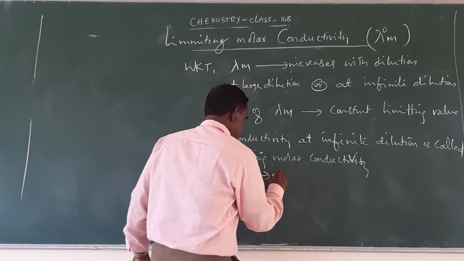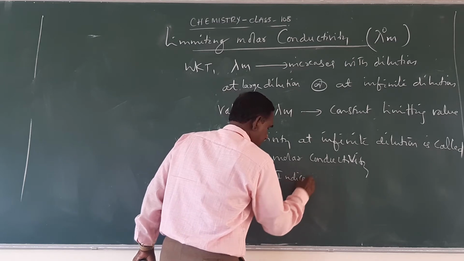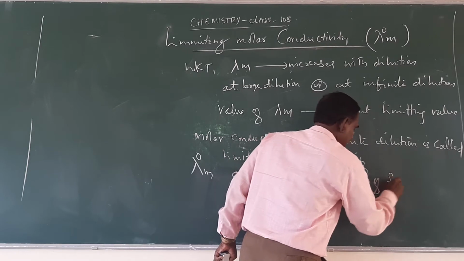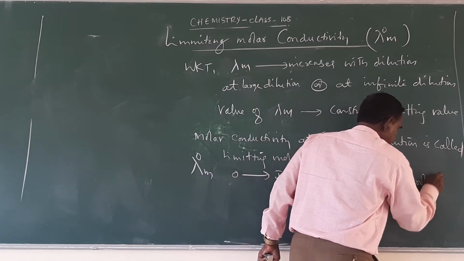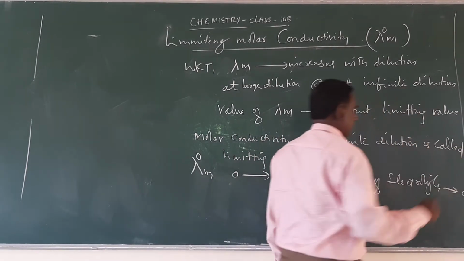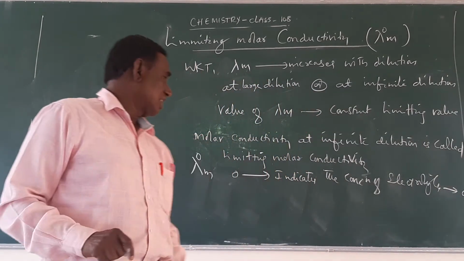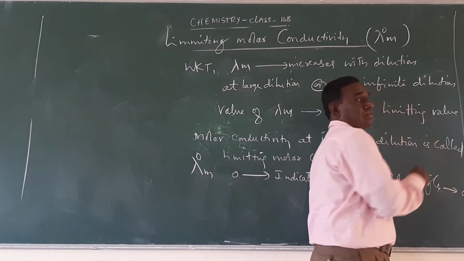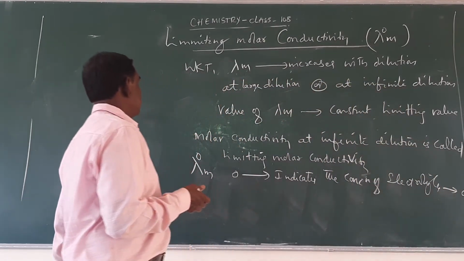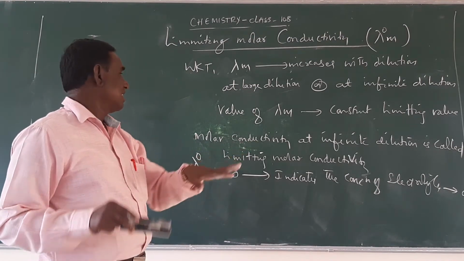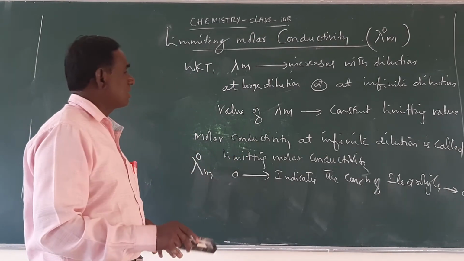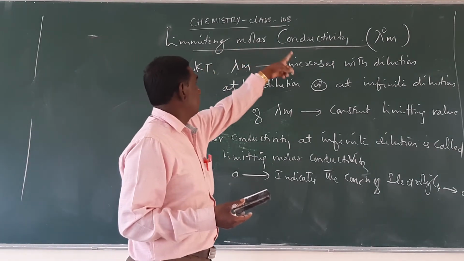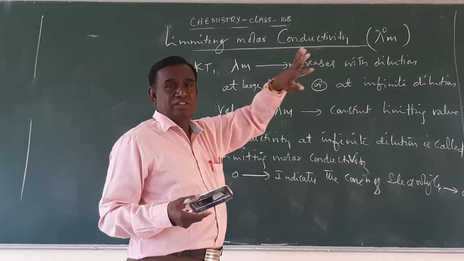The 0 indicates the concentration of the electrolyte is equal to 0. That is called lambda naught m. That means limiting molar conductivity is defined as the molar conductivity at infinite dilution.